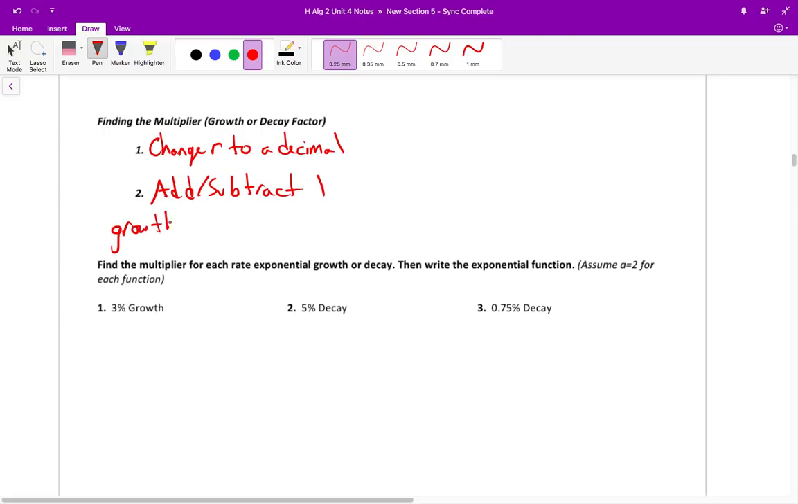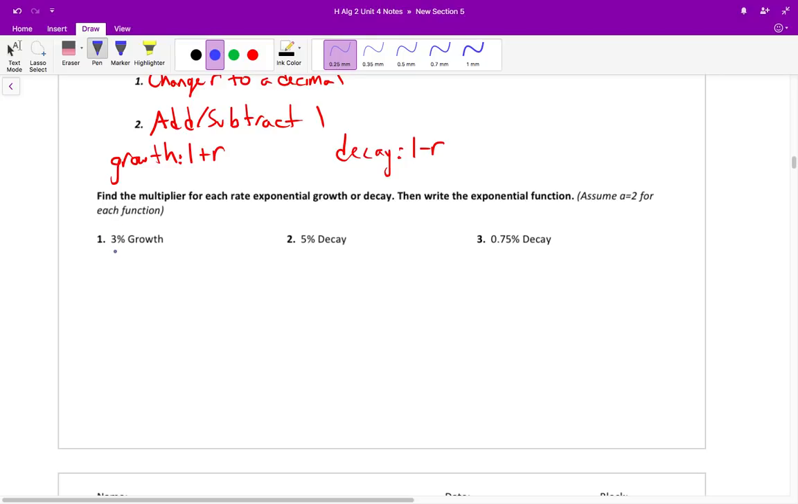So for growth, once again, you take 1 plus your rate. For decay, you just take 1 minus your rate. Okay, so I'm going to do one with you, give you a chance to try a couple on your own. So first thing you need to do, look at example 1 here, is change whatever your percent is, your rate, to a decimal. So 3% as a decimal, divide by 100, is 0.03. For growth, that's going to be your clue to do 1 plus. So what you would say for your base, your multiplier, take 1 plus 0.03, which is 1.03.